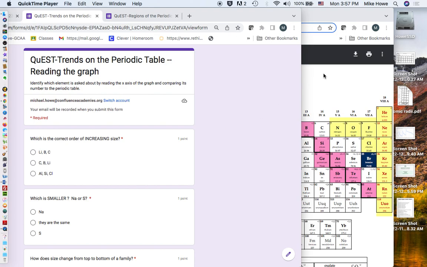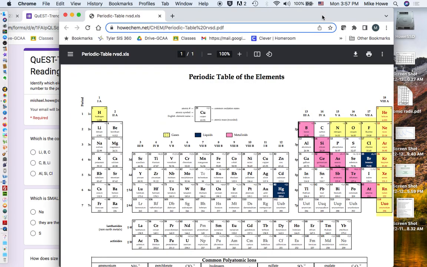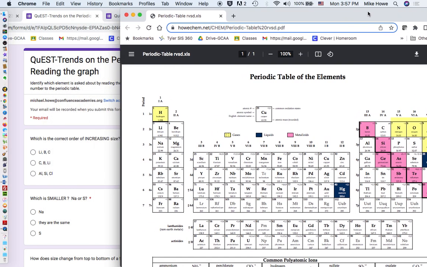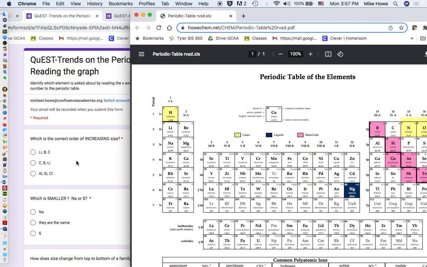This is the trend section of the quest, and to do that you need a periodic table. So you want to know which is the, in order of increasing size. Increasing means going from small to large. So you're looking at lithium, boron, and carbon. That'd be right here. Lithium, boron, carbon. Carbon, boron, lithium, aluminum, silicon, and chlorine.